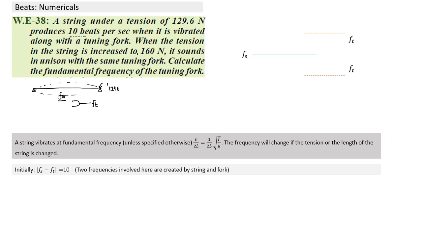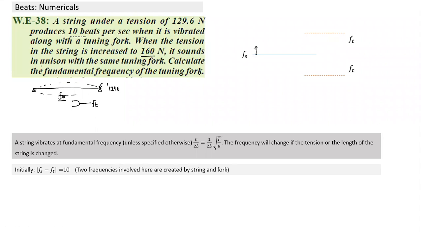Now what happens when the tension is increased? When we increase the tension, we know this formula here: when the tension is increased, frequency will increase. So this Fs is increased. And after increasing this frequency, we find they are in unison. Unison means now both the tuning fork and the new frequency of the string are the same.